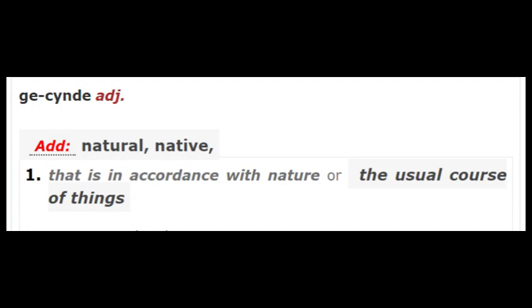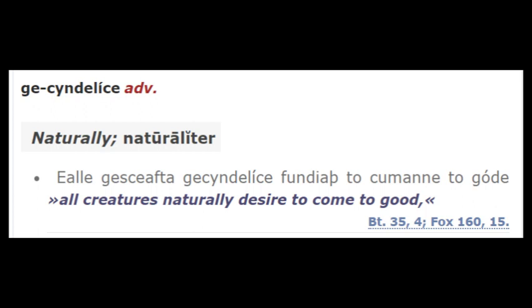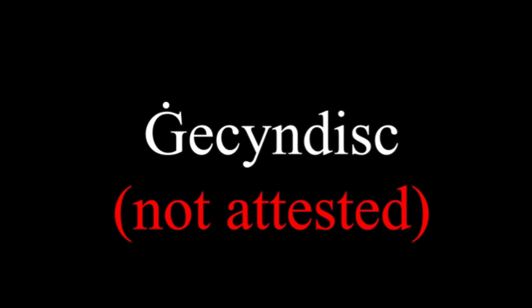As for Ǵecynd, there are fewer problems. For example, Ǵecynde, adjective, means natural, native, the usual course of things. Ǵecyndelīce, adjective, means natural, according to nature, by extension Dharma. Ǵecyndelīce, adverb, means naturally. Ǵecyndish is not attested, which takes a huge weight off our shoulders. Thank the gods for that.